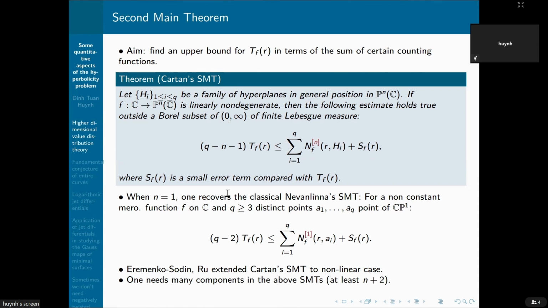Later, this result of Cartan was generalized to the nonlinear case, namely we replace hyperplanes with hypersurfaces. The first one was established by Eremenko and Sodin by potential methods, and another result, by Ru, extended it using methods from Diophantine approximation. It is a very important remark that in this kind of second main theorem estimate, you need many components in the right hand side of the inequality. So you need at least n plus 2 components.